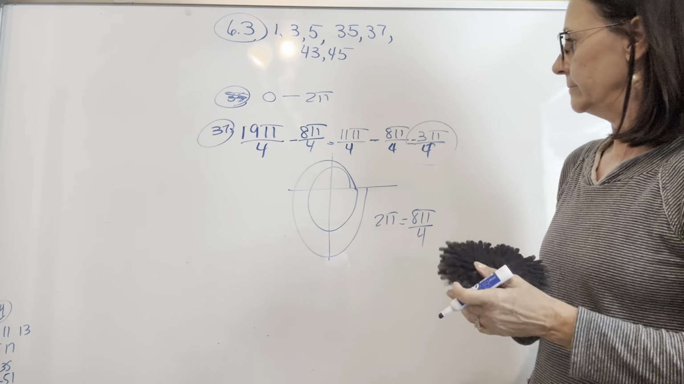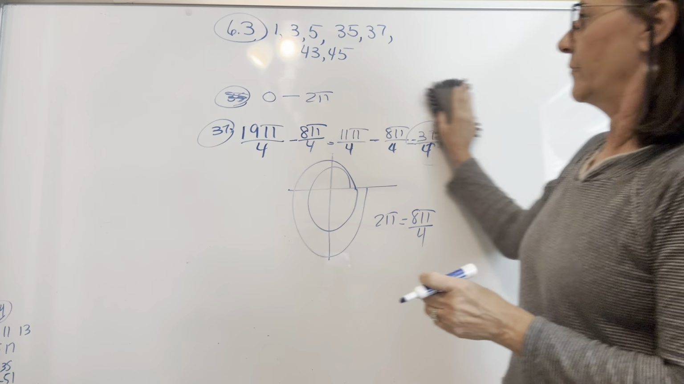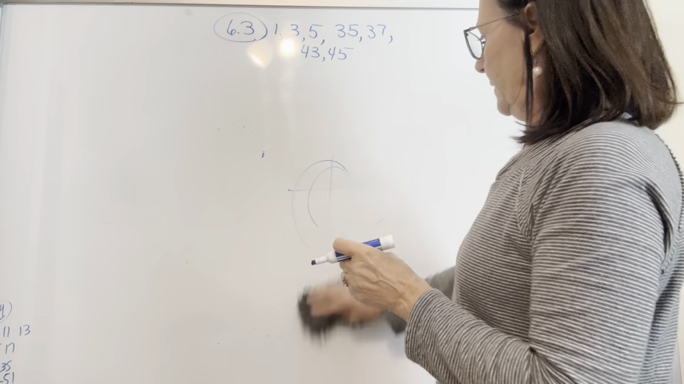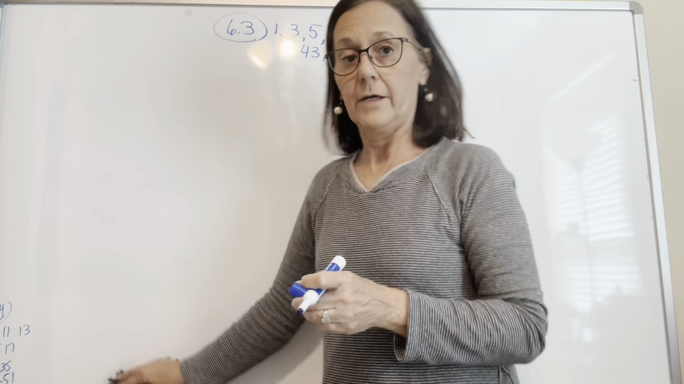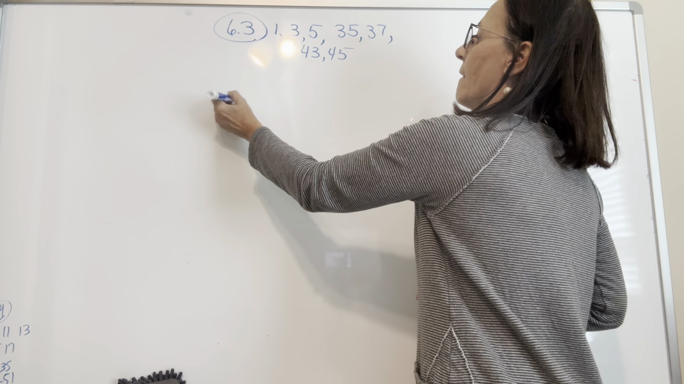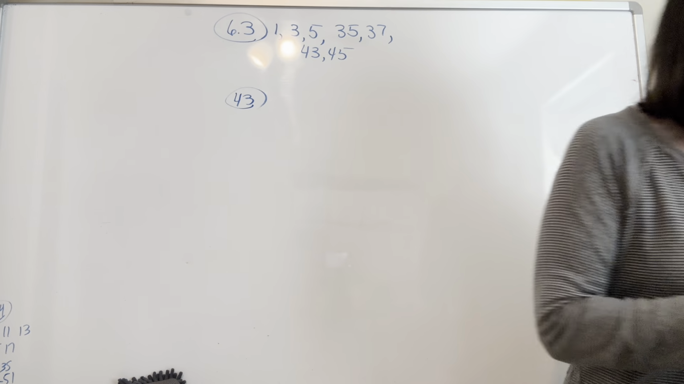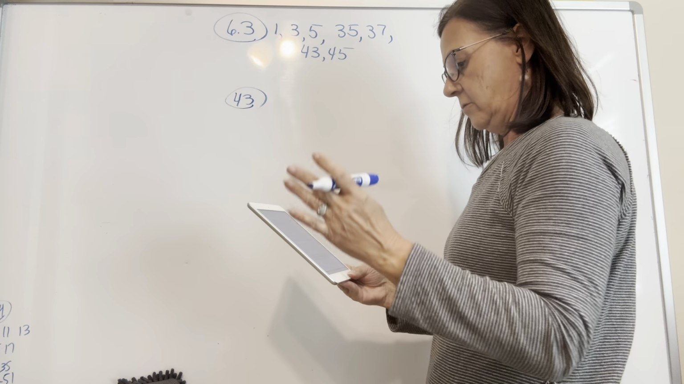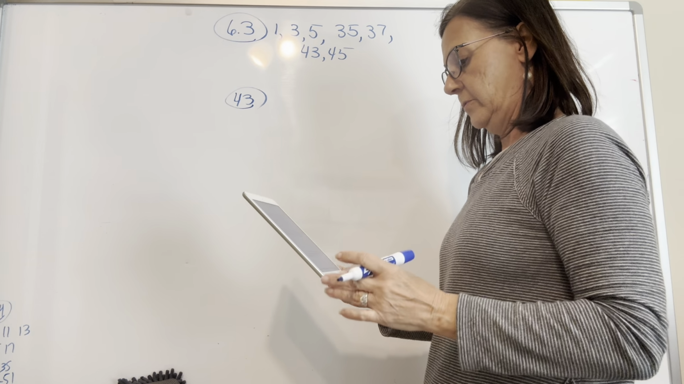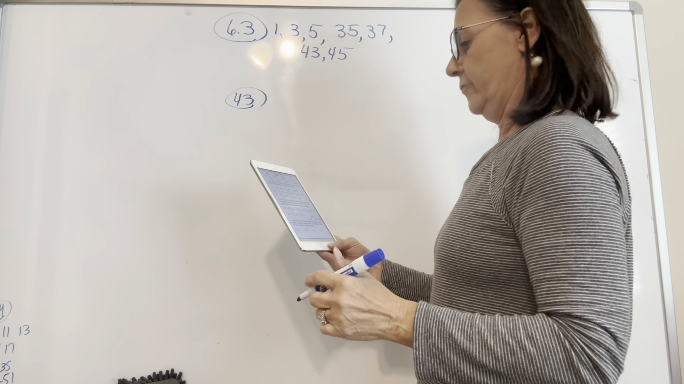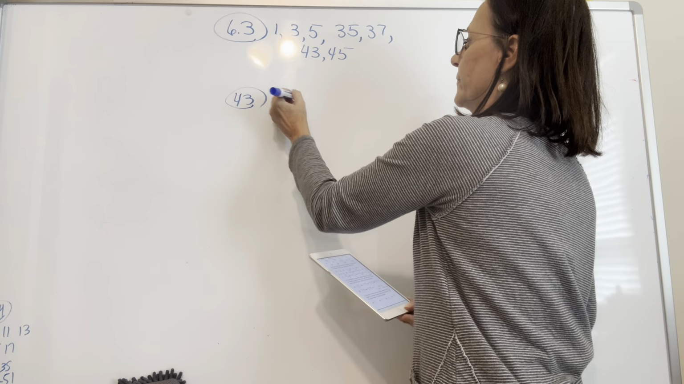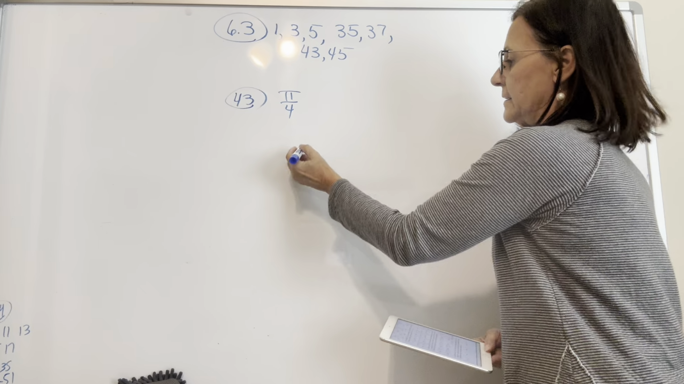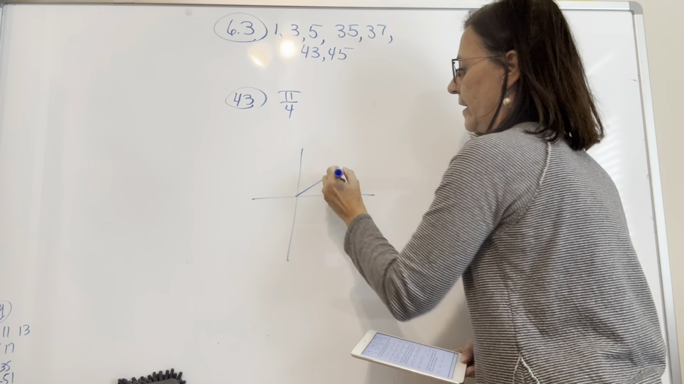Let's look at number 43. So you've got to understand coterminal angles. All right, 43. Find a radian measure. So we want 4 angles that are coterminal with the given angle. All right, 43 is pi over 4. That's in that first quadrant, pi over 4.